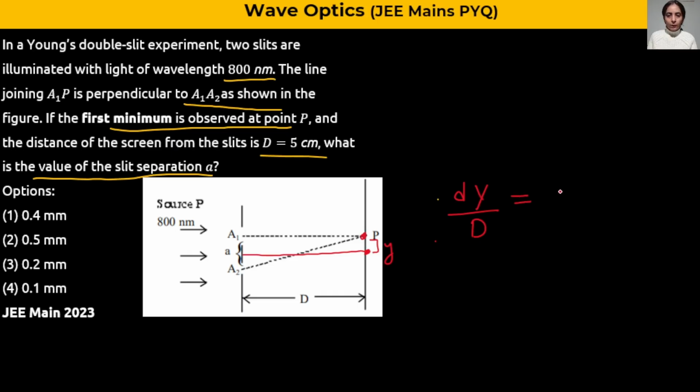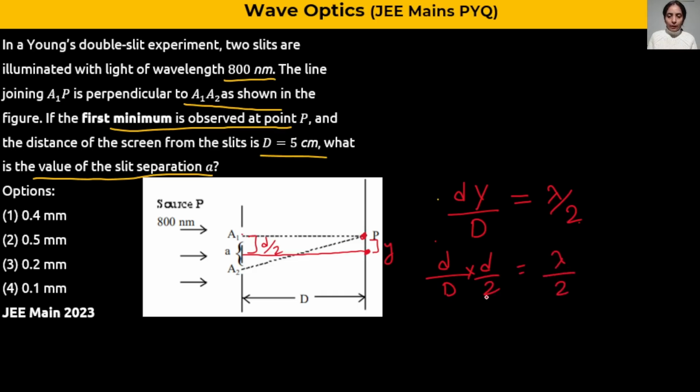For it to be minimum, this path difference should be equal to lambda by 2, because we are observing the first minimum. So for the first minimum, what should your path difference be? Lambda by 2. Now look, the value of y here we know. If it is in front of a, then this is how much? This is d by 2, right? So y is nothing but d by 2. You directly put it here, d by 2, and this is equal to lambda by 2.